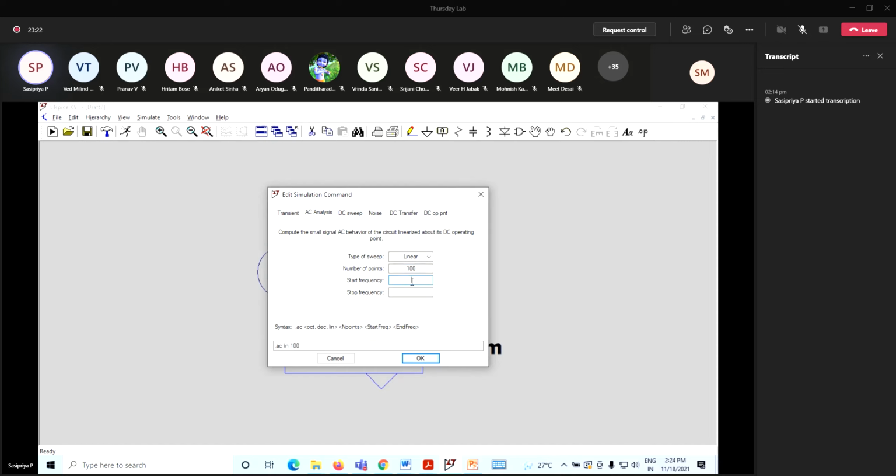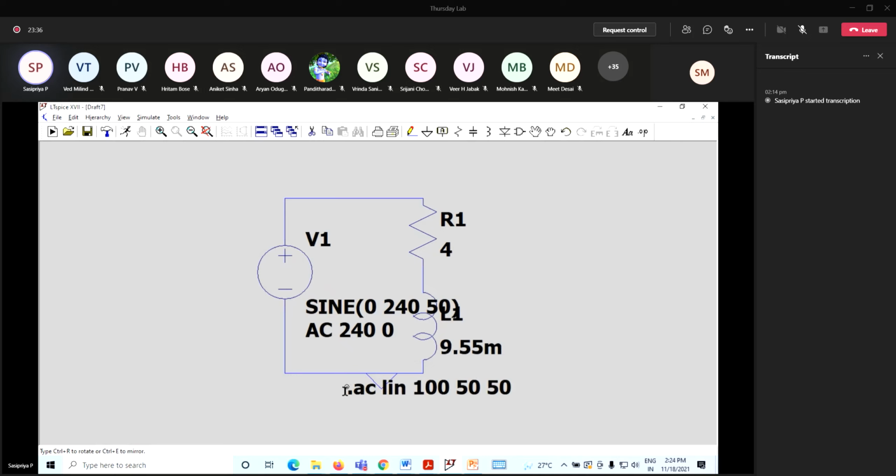Generally we prefer AC analysis to plot the frequency response curve. But now I wanted to see the values, so I don't want to change the frequency. My start frequency is 50, and stop frequency is also 50. Click on OK. That is my simulation command.